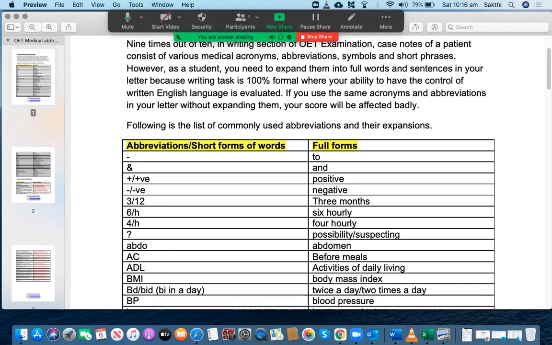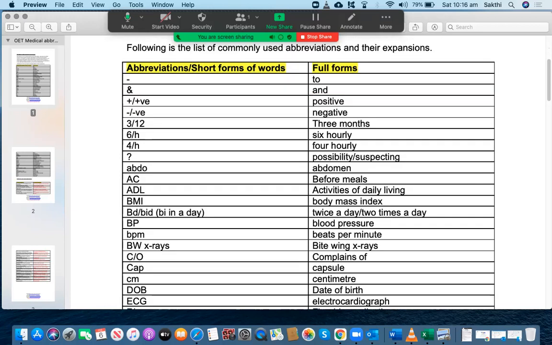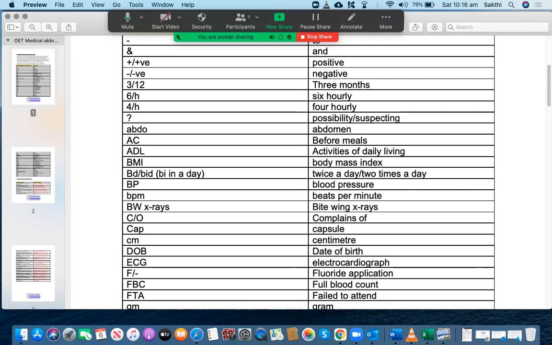If there is 3/12, then it is 3 months. If it is 6/h, then it is 6 hourly. If it is 4/h, it is 4 hourly. If there is a condition along with that, if you have a question mark, then it could be in relation to the possibility or suspecting. Okay, they are suspecting something, or possibly it may have, so that's what you've got to do.